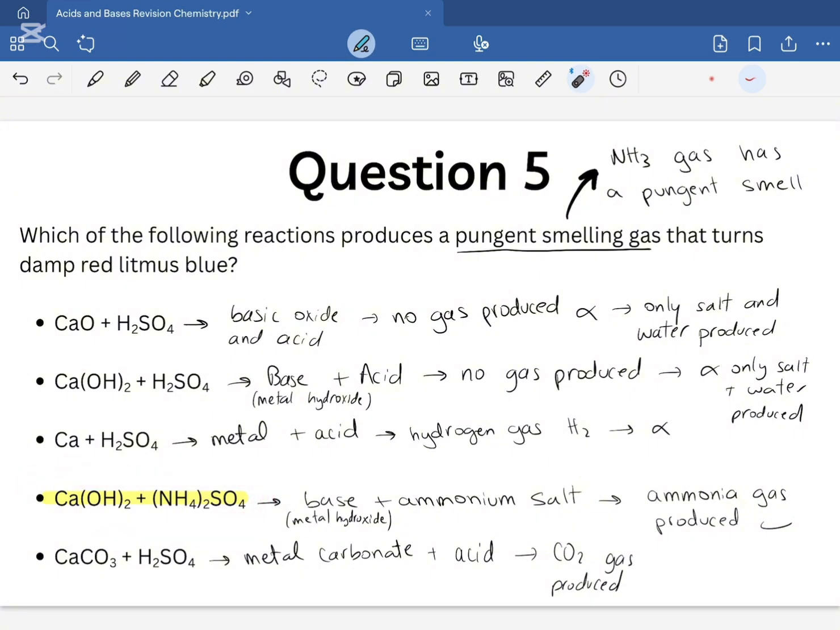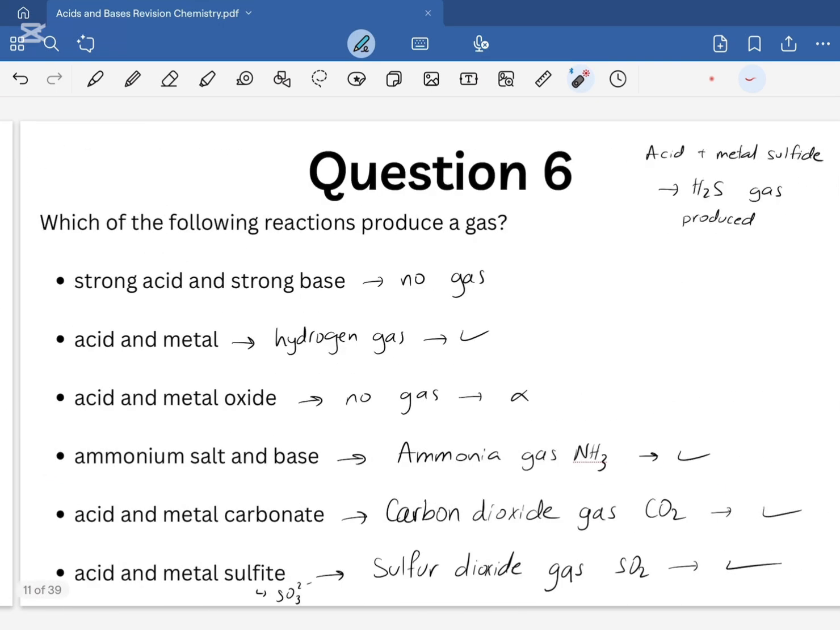And we need to remember that when we have a metal hydroxide, a base, with an acid, no gas is produced. However, when we have a base, a metal hydroxide, with an ammonium salt, then ammonia gas is going to be produced. So this is the correct answer.